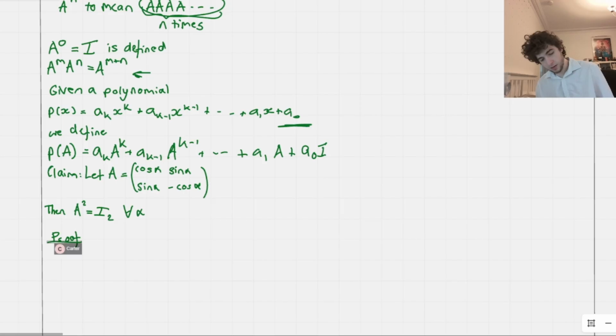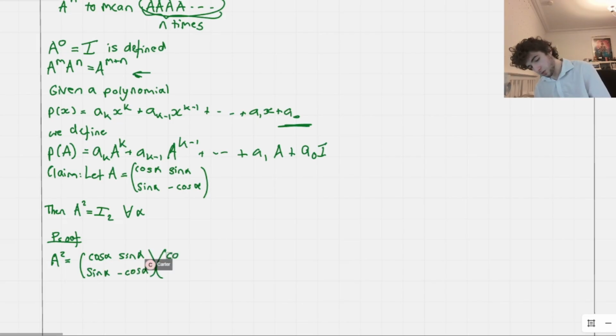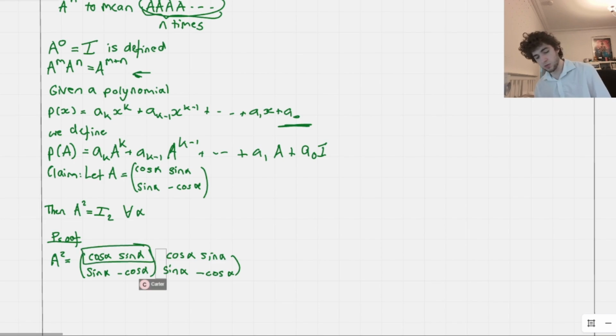So let's prove this. Obviously we need to prove it. A squared is just going to be cos alpha, sine alpha, minus cos alpha, and then you just multiply it by itself. So cos alpha, sine alpha, minus cos alpha. Okay, now we just do the typical thing. We dot the first row of this with the first column of this, right? So that just gives us cos squared alpha plus sine squared alpha, and then you do the same thing.